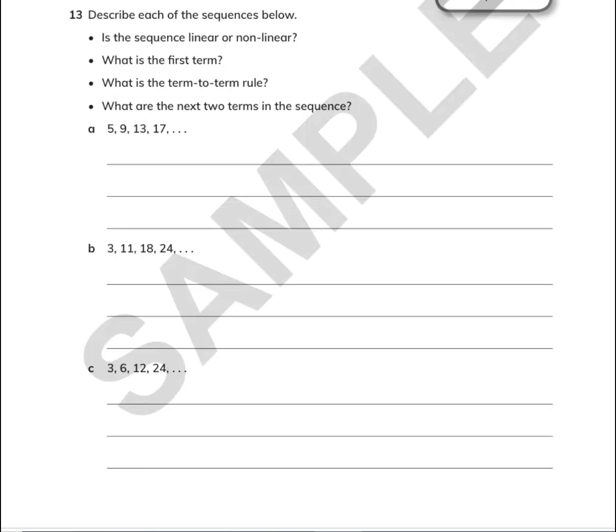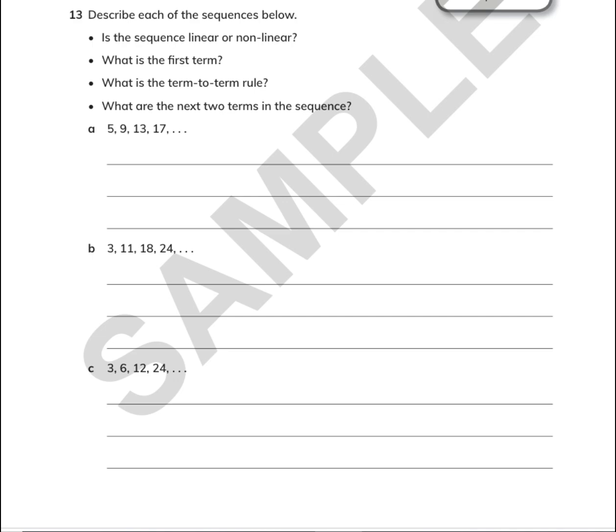Here we are at question number 13. Describe each of the sequences below. Is the sequence linear or non-linear? What is the first term? What is the term-to-term rule? And what are the next two terms in the sequence? So let's do the A part first.